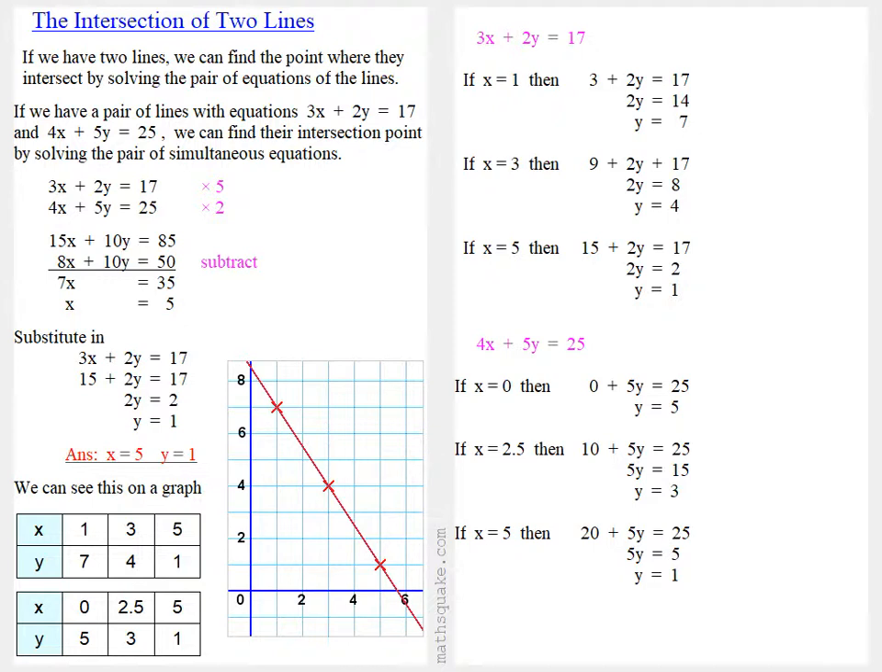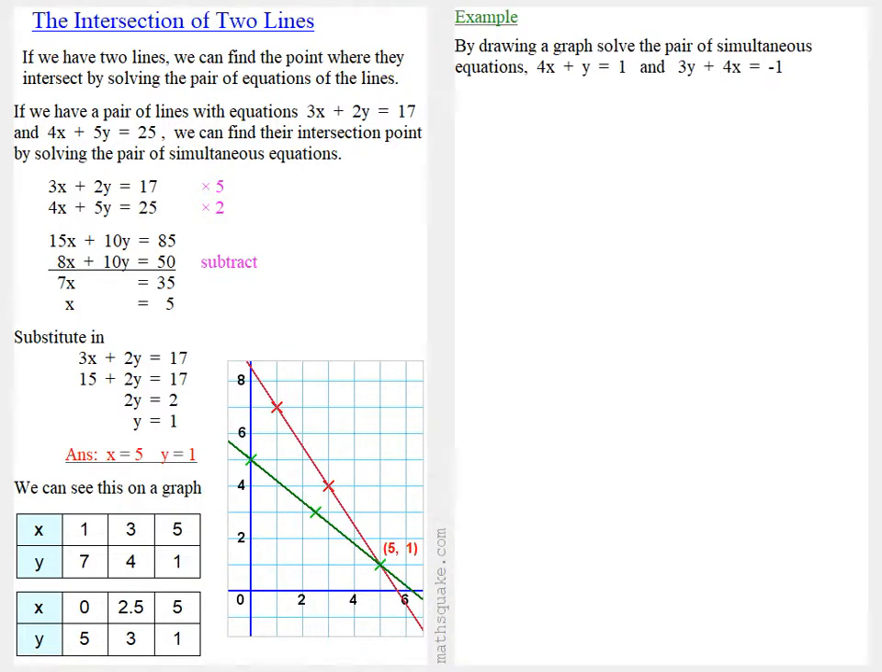We can plot those points on the graph and join with a straight line. And we see the graph lines cross at the point (5, 1). So that gives us the same solution as when we solved the equations. Let's look at another example.